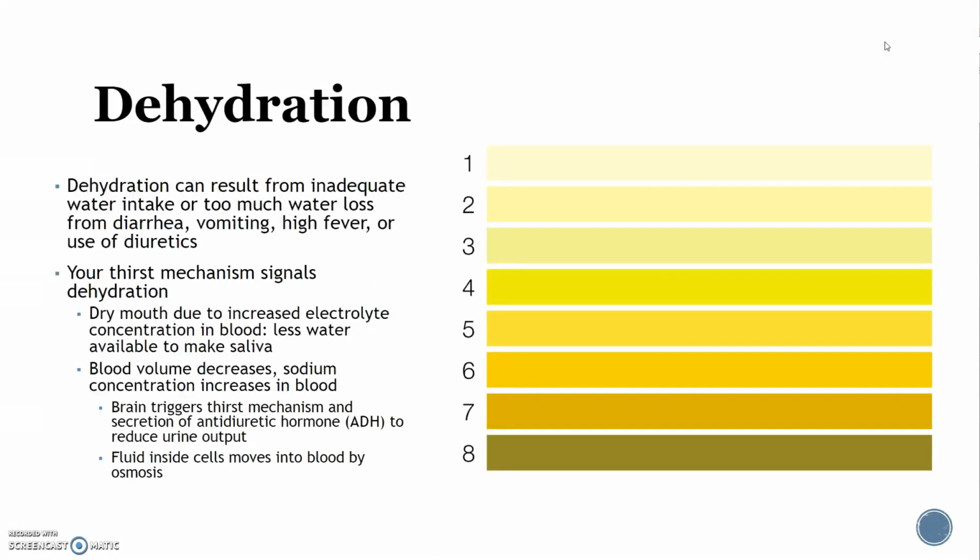One of the best ways to monitor our hydration levels is by the color of our pee. We want to aim to have pee that is a very pale yellow to a more clear color.